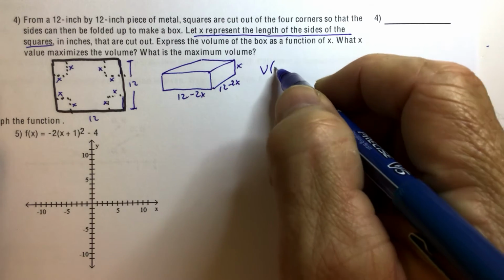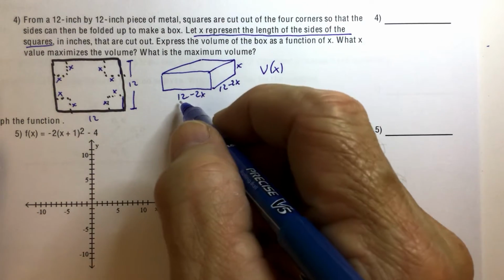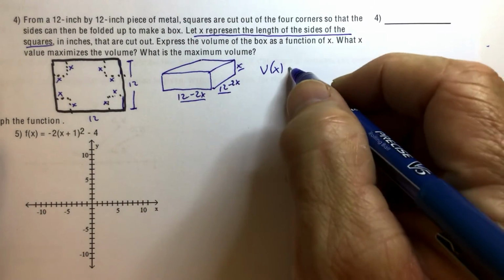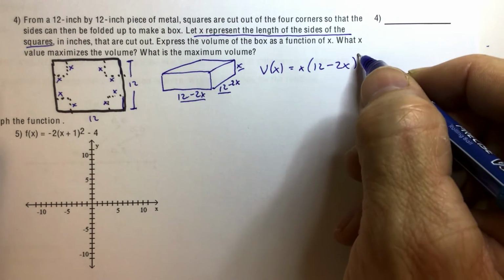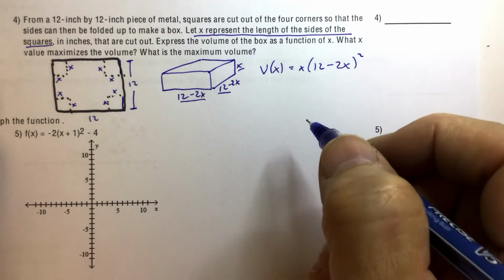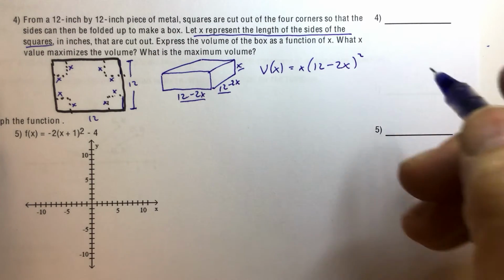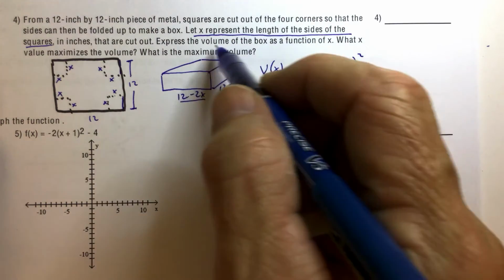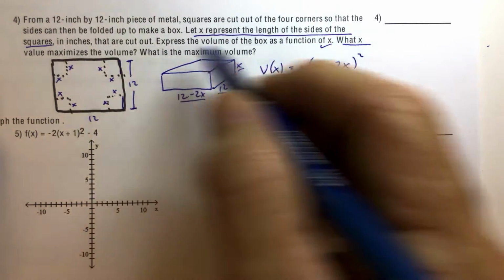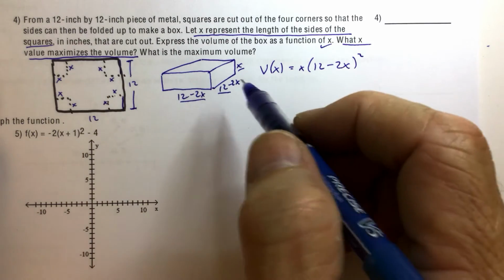So volume in terms of x is length times width times height. We're going to put the height first, and then we're going to be kind of tricky here. Instead of writing 12 minus 2x twice, we're just going to write 12 minus 2x quantity squared. Express the volume, we've done that. Check. What x value maximizes the volume?